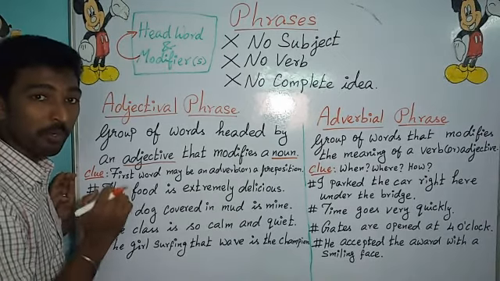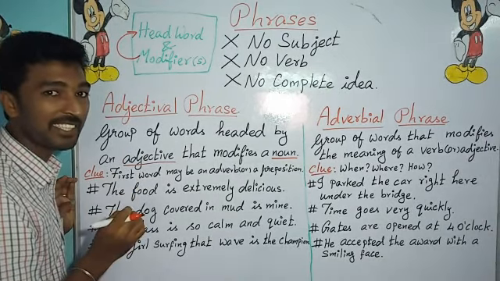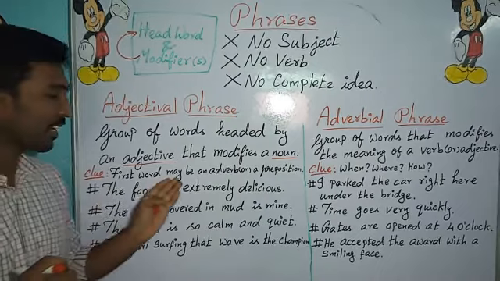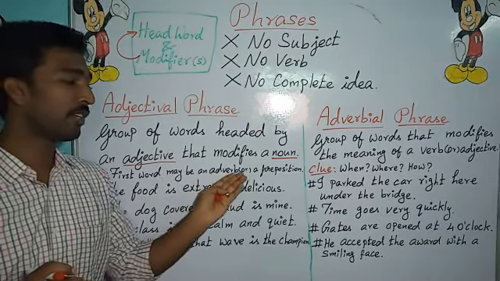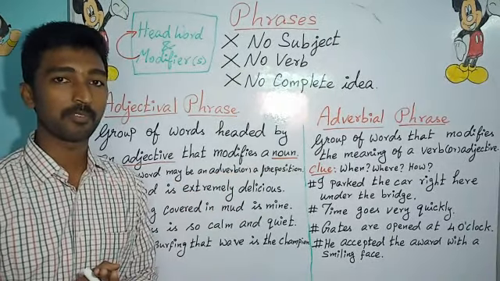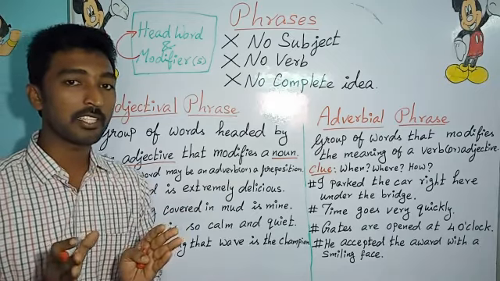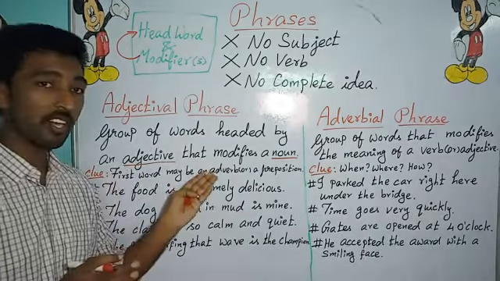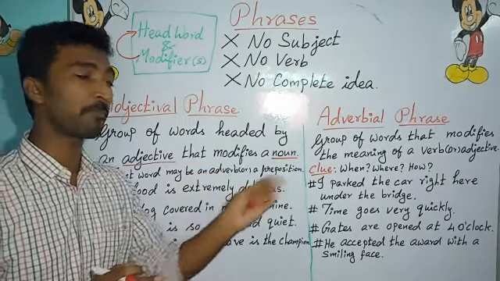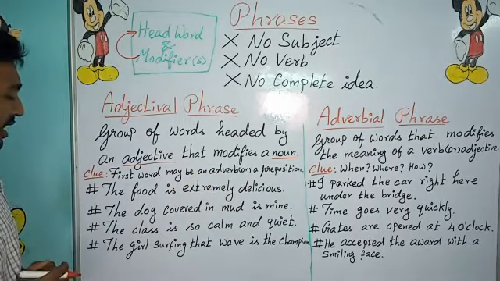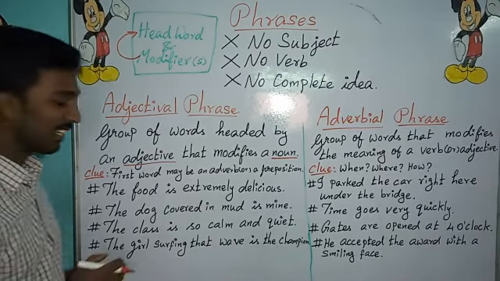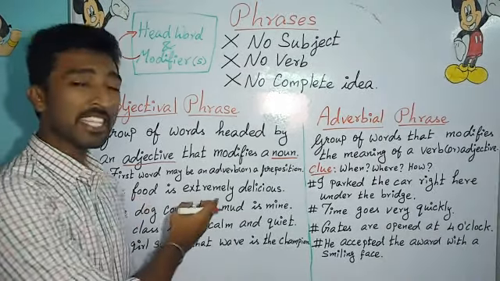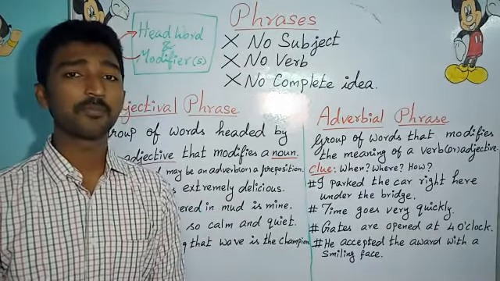It's just going to tell about the noun. We have a clue to find the adjectival phrase. It's very simple. First word may be an adverb or a preposition. It's not for every sentence. Just 90% of sentences start with an adverb or a preposition. That's all. Let's check. The first sentence here is, the food is extremely delicious.